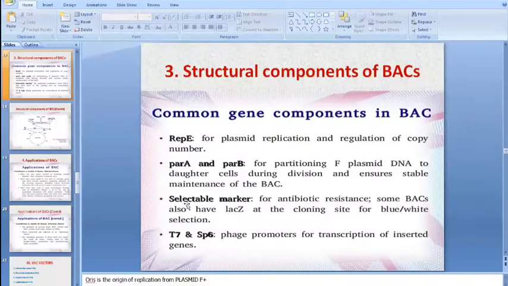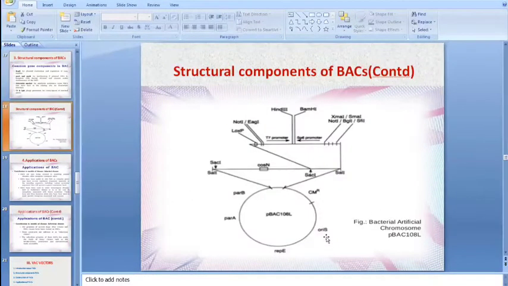Then what are the structural components of BACs? Generally it is an artificially constructed vector, as you know. There are different parts which are taken from different vectors or different DNA sequences. Let us see one by one. First you can see here is the ori, origin of replication. And there is another part which is called repE.